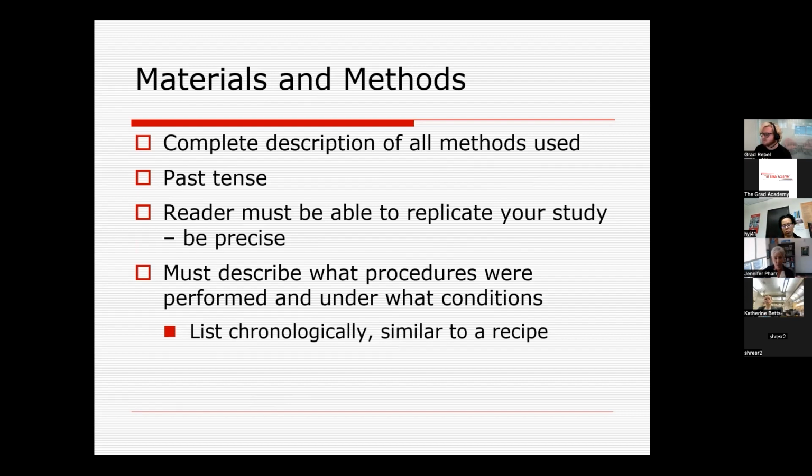Materials and methods sections are written in the past tense. Even if you just did it and you're just writing that down, it's done, it's completed, so it's written in the past tense. We want to describe the procedures that were performed and under what conditions those were performed. And whenever I'm writing a method section, I try to think about it sort of like a recipe, right? A recipe tells you, first you do this, then you do this, then you do this, and then you do that, right? It's in chronological order, and that's how you want to write out your methods section.